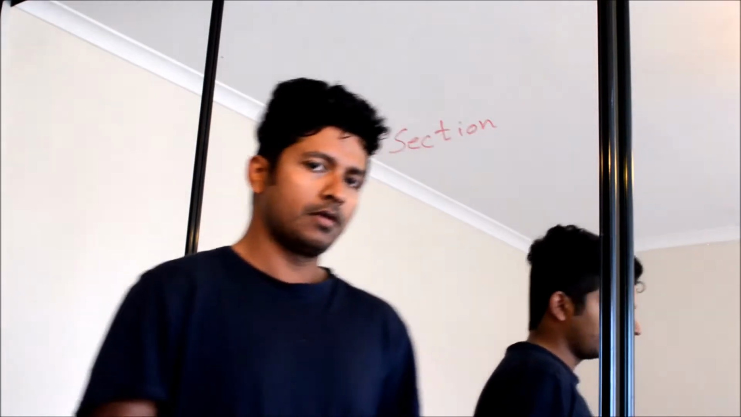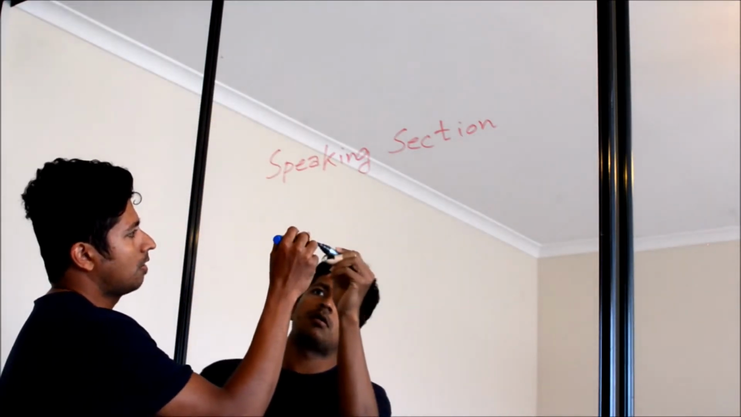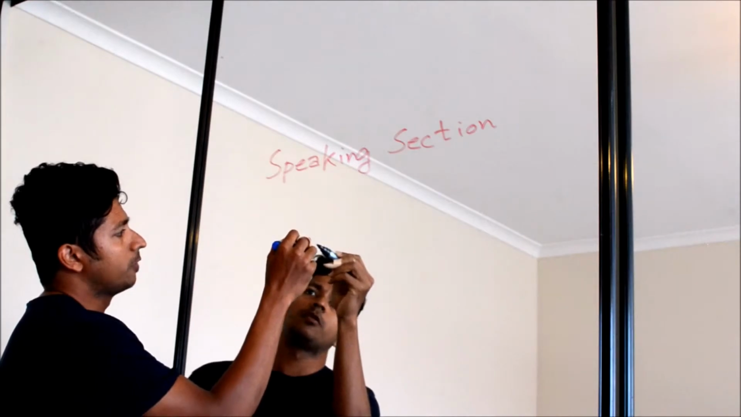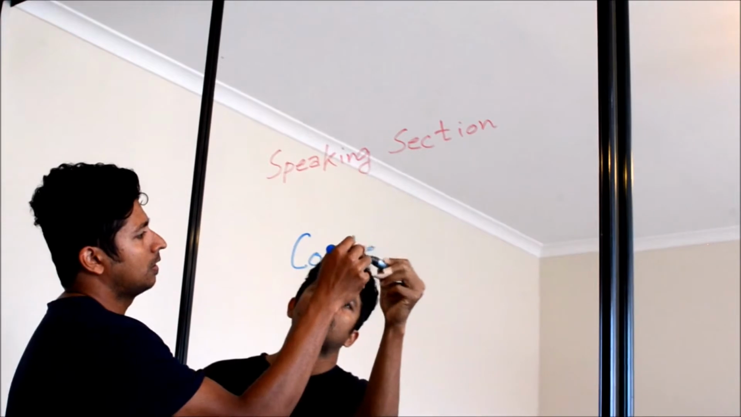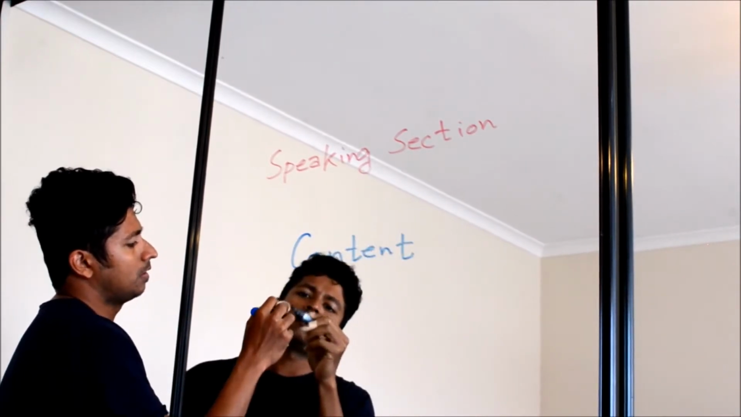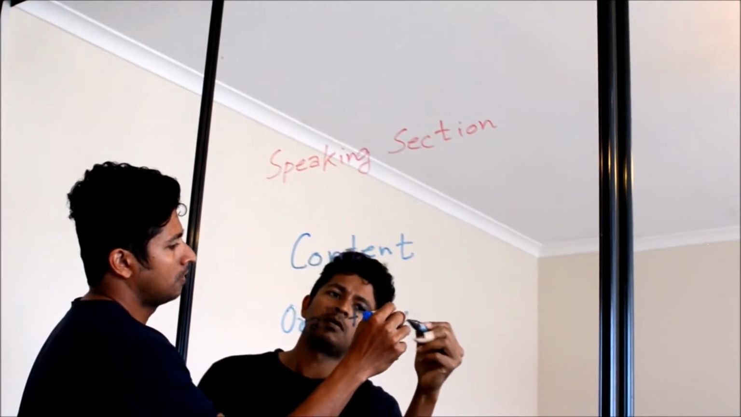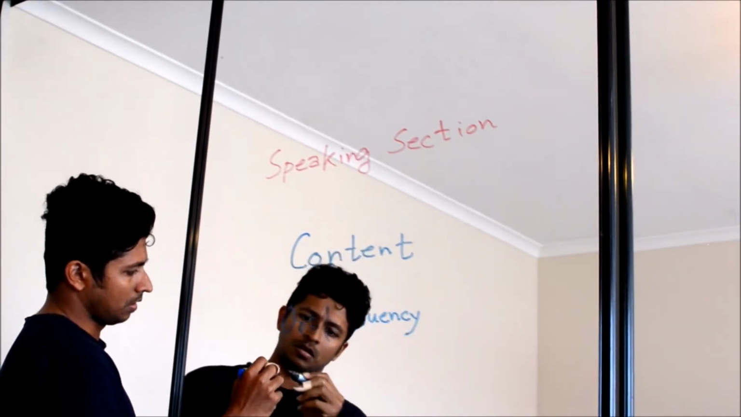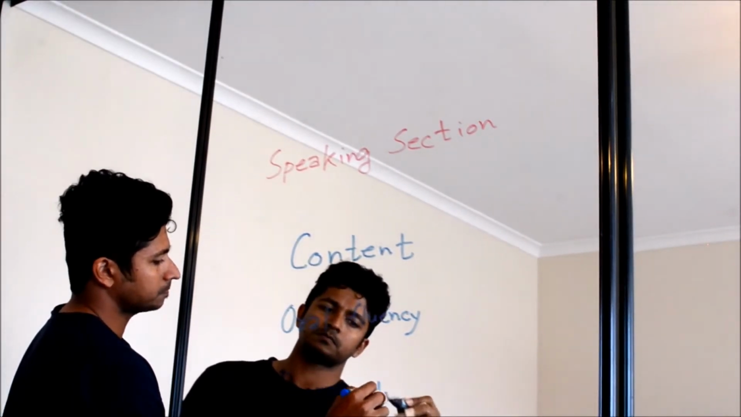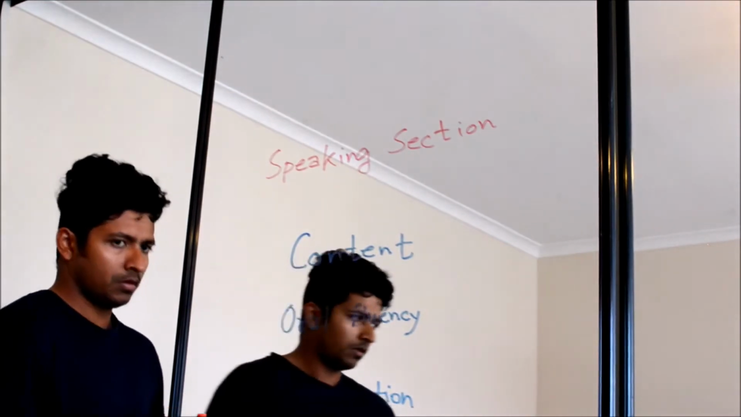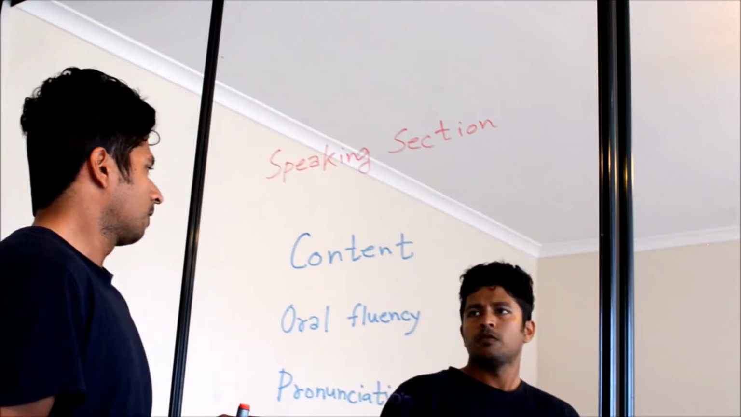So in the speaking section there are a few parts. They evaluate depending on the content, then fluency, and the pronunciation. So the question is, how do they do it?